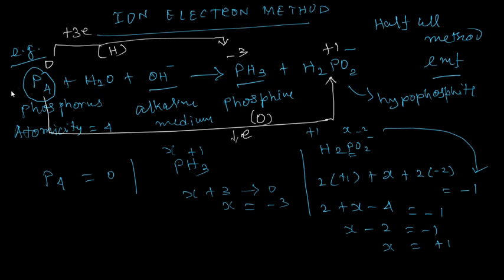Now let's further proceed with the oxidation and reduction reactions, that is, the anodic and cathodic reactions. Here P4 gives PH3, which is reduction, and P4 gives H2PO2 minus, which is oxidation.